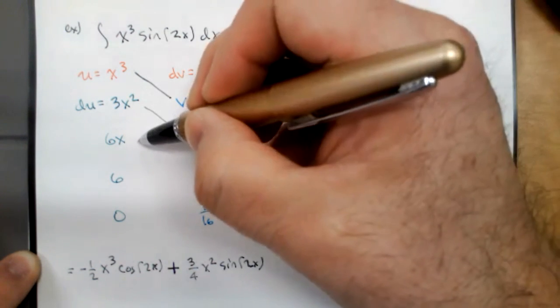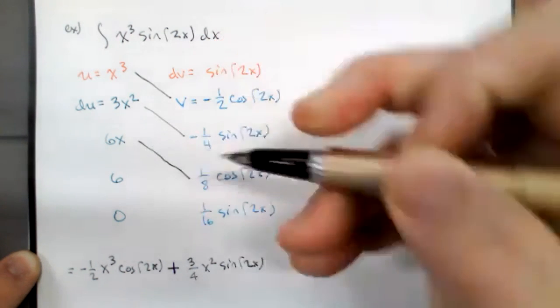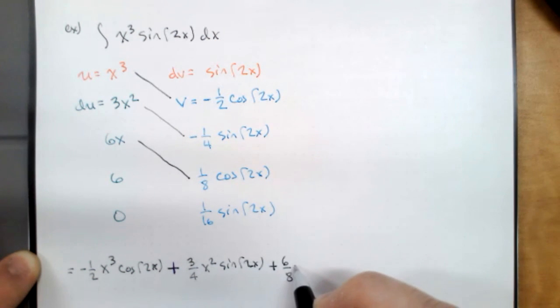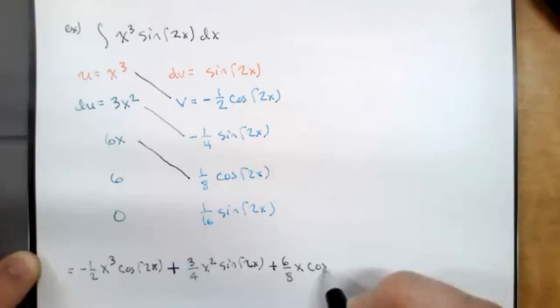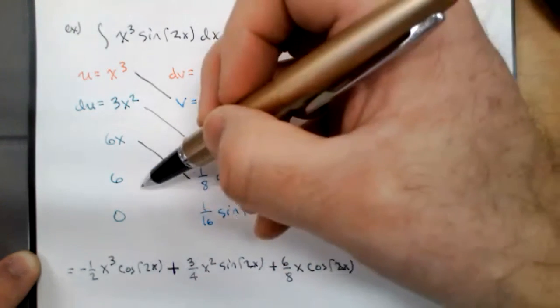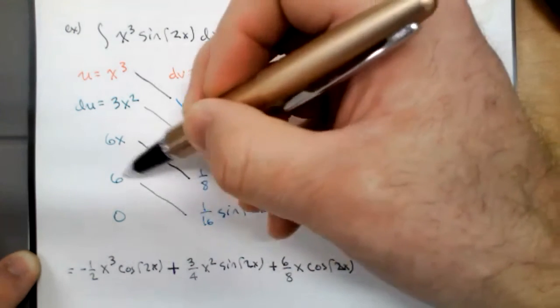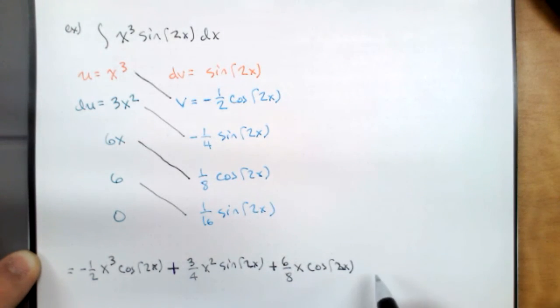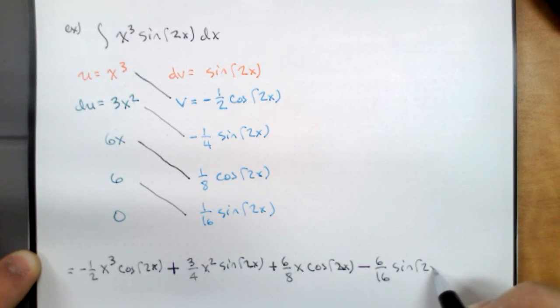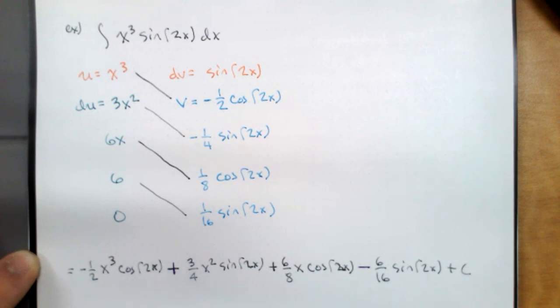The next one is a keep the sign. That's going to be positive 6/8 x cosine of 2x. Then the next one is to change it, so to go from positive to negative, 6/16 sine of 2x plus c.